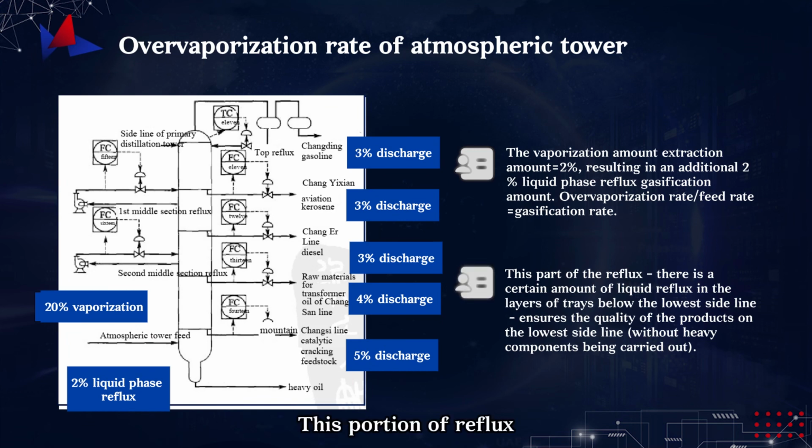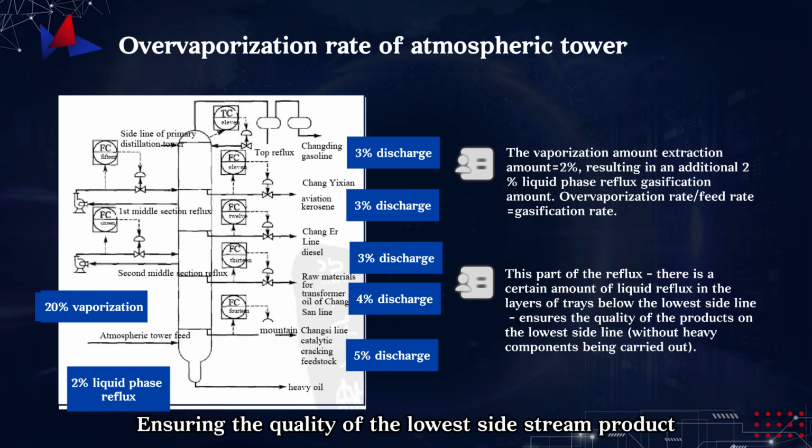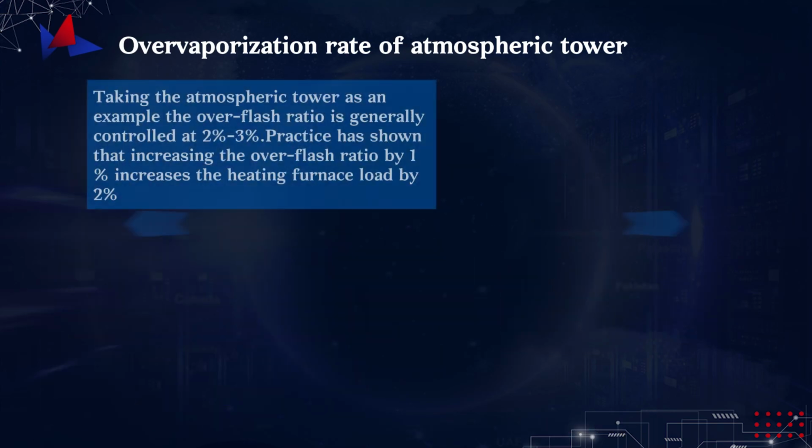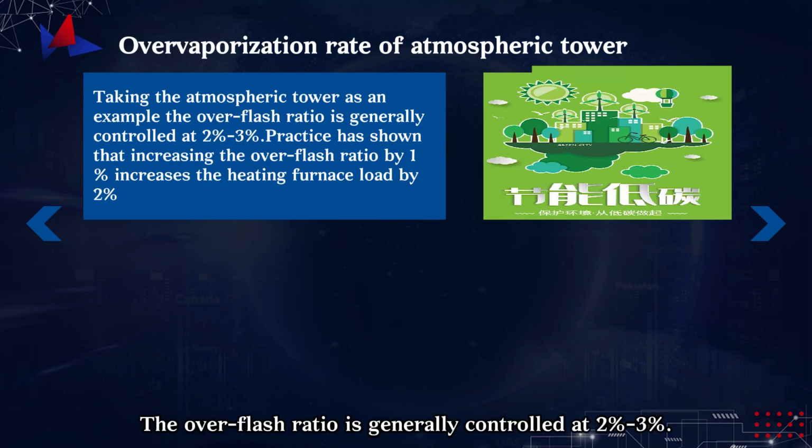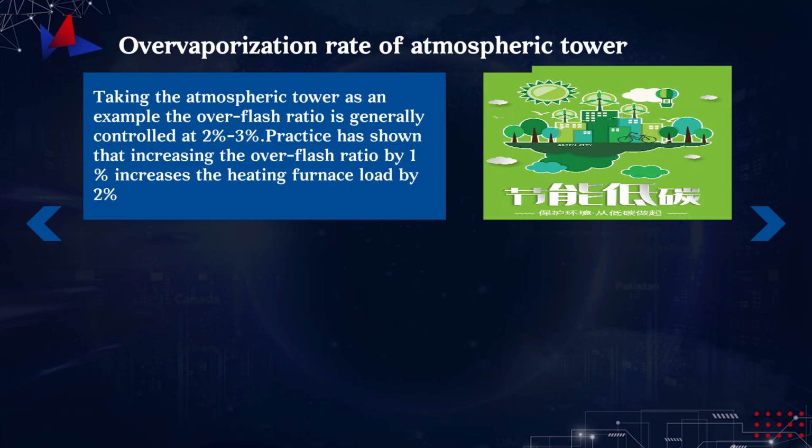This portion of reflux serves as the liquid phase reflux for the trays below the lowest side stream, ensuring the quality of the lowest side stream product, meaning no heavy components are carried over. Taking the atmospheric tower as an example, the overflash ratio is generally controlled at 2% to 3%. Practice has shown that increasing the overflash ratio by 1% increases the heating furnace load by 2%.